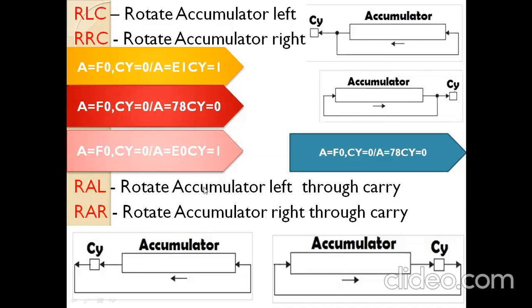If you use rotate accumulator left through carry, your A value becomes E0 and the carry flag is 1. The input is always the same, F0 with carry 0, but the output changes. Rotate accumulator right through carry: A is equal to 78, carry is equal to 0.